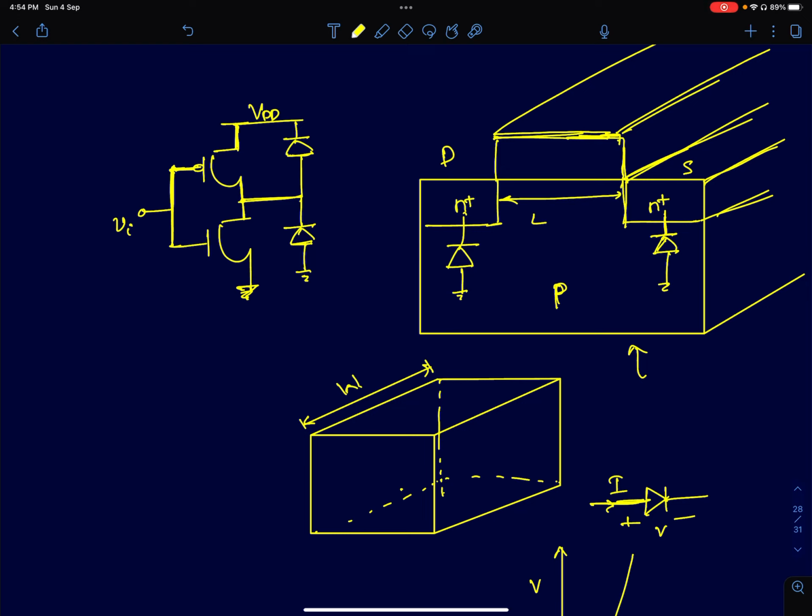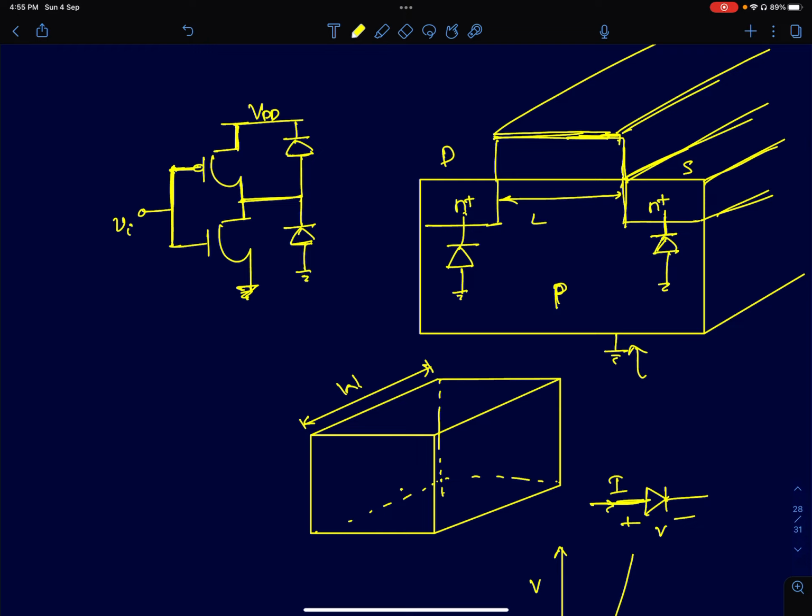And we always ensure, if you remember, that bulk is tied to the lowest potential possible. That's the one obvious reason: to ensure that the drain to bulk and the source to bulk PN junctions are not forward biased. So we have to ensure that condition, so it's always connected to the lowest potential possible.